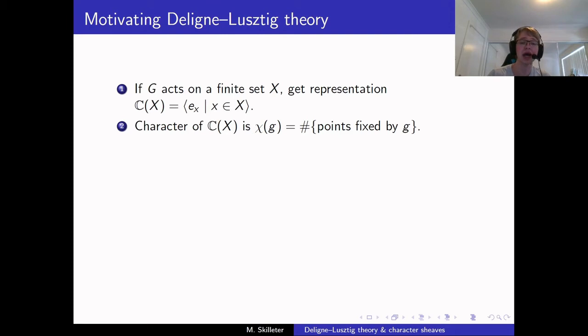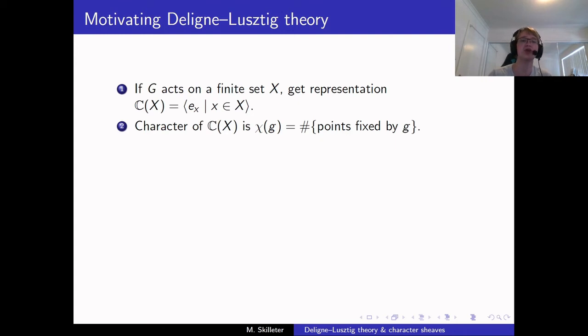So something we might try when we're trying to construct new representations of our finite groups of Lie type is to build an action of G^F on a variety and then count the fixed points. A few things can go wrong with that. Maybe our variety is infinite and counting fixed points is hard.